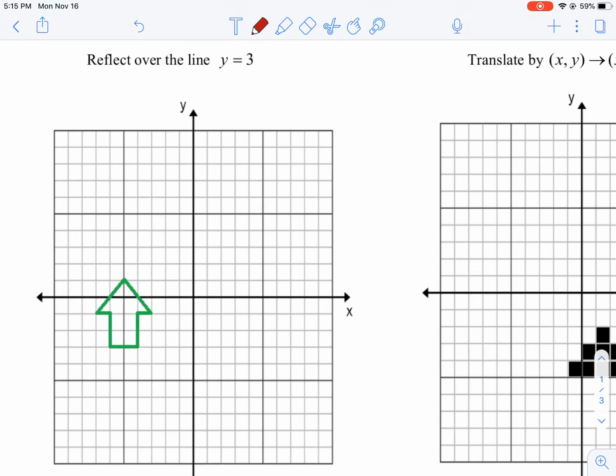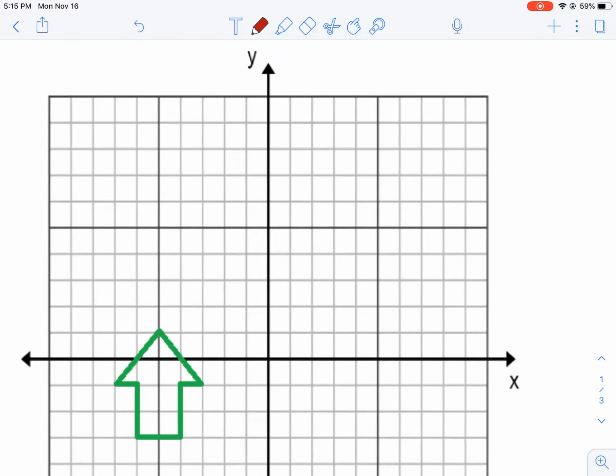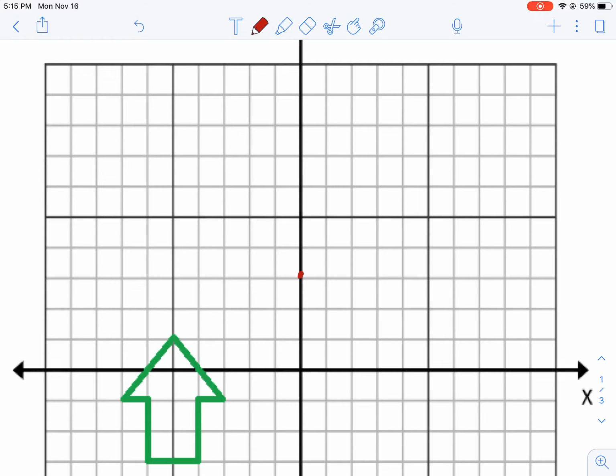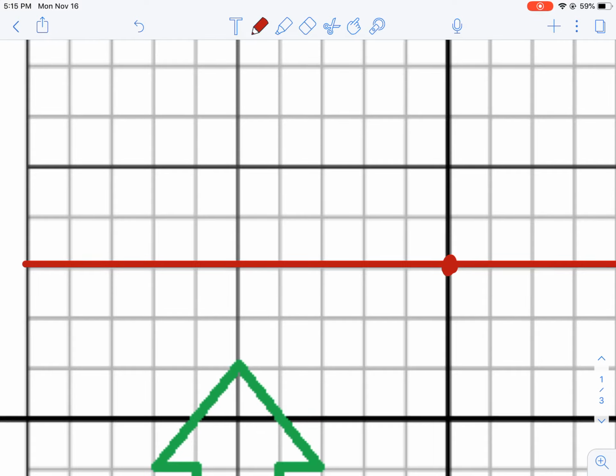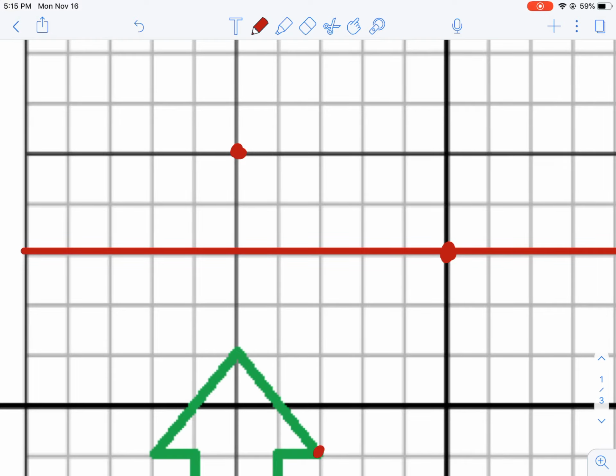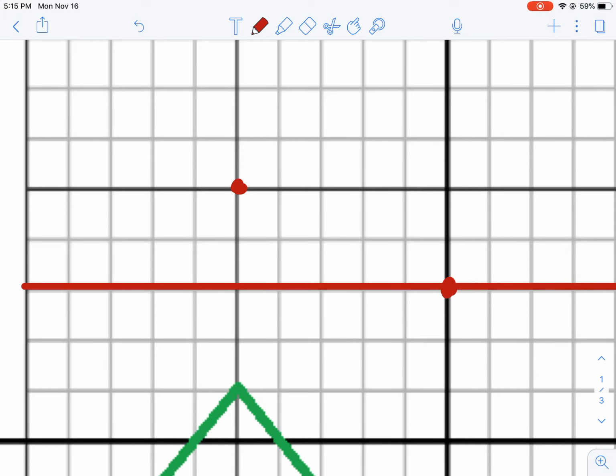Reflect over the line y equals 3. This is an arrow. Again, y equals 3. So there's where y equals 3. All right, so we're going to draw a line straight through that point. And we want to reflect over that line. So the tip of the arrow is 2 away. So the tip of our arrow is going to be about right there. This point right here, that's 1, 2, 3, 4 away.